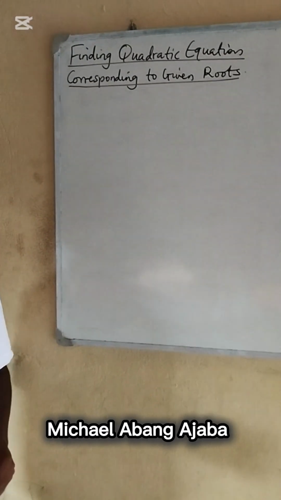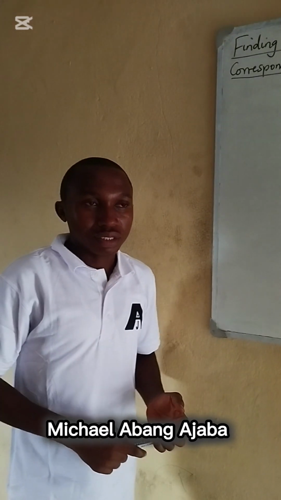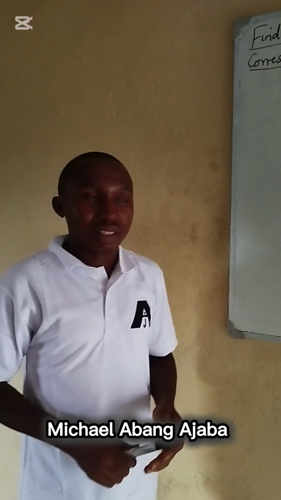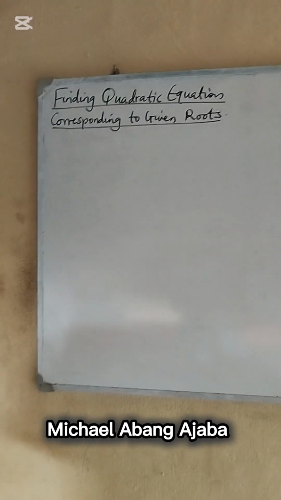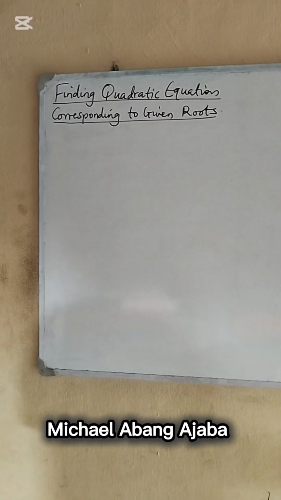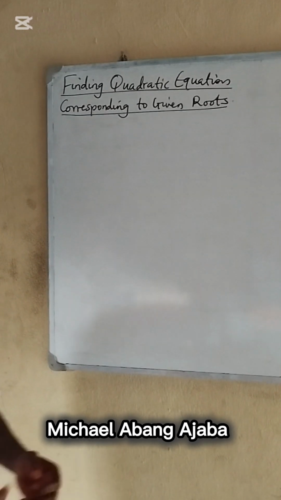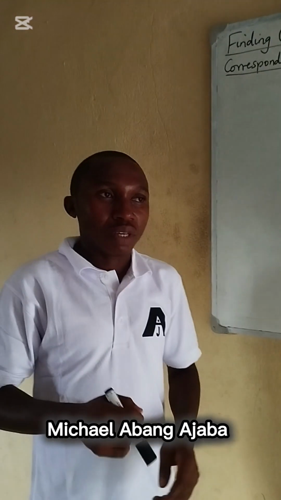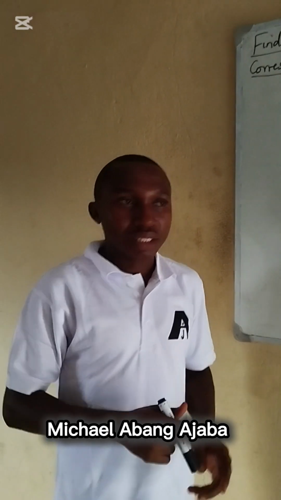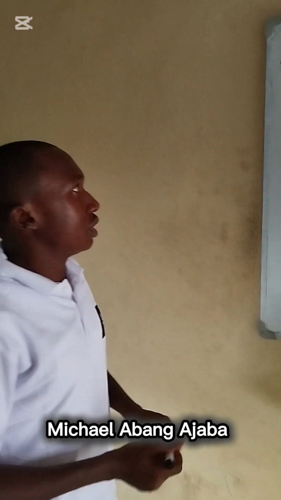In our previous class, we've been discussing methods of solving quadratic equations. So far, we've considered the formula method, the factorization method, and the completing the square method. So for today, I would like us to find the quadratic equation corresponding to given roots. That is, if the roots of a quadratic equation are given to us, how do we identify the quadratic equation? How do we find the quadratic equation whose roots are given? That's what we want to do for today.